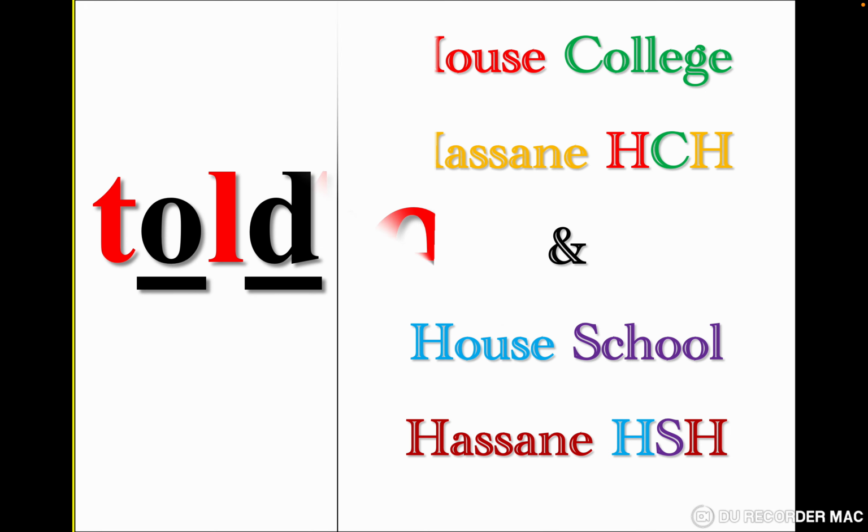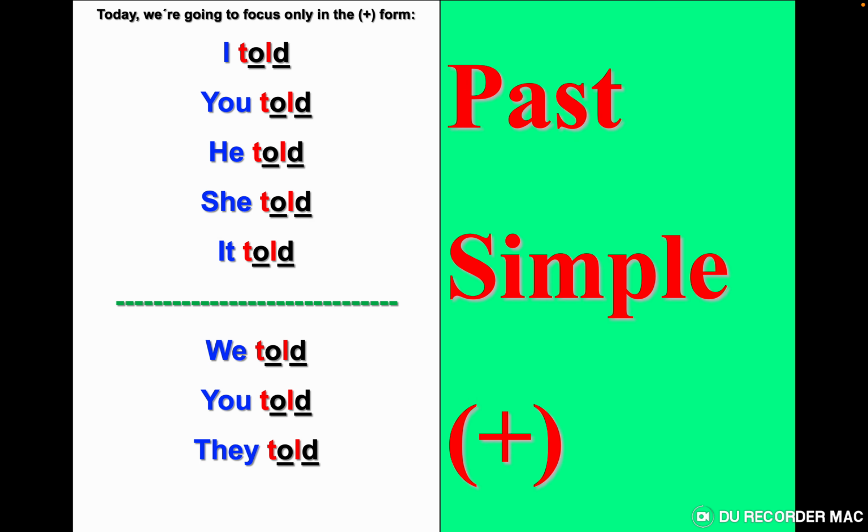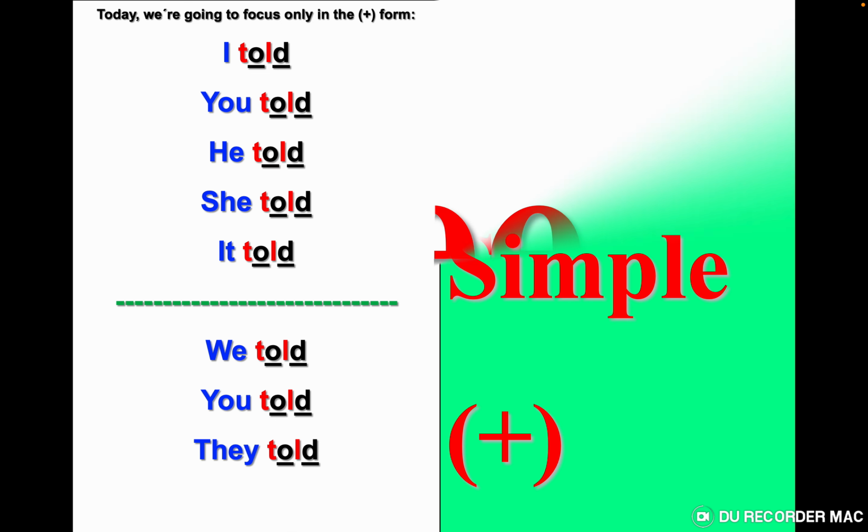Let's continue. Tell. When we have a verb that ends with double L, we change E to O and the final L to D. But the problem is the students say told, and that's not correct. We need to pronounce it told, with the long O. I told you. I told, you told, he told, she told, it told, we told, you told, they told.